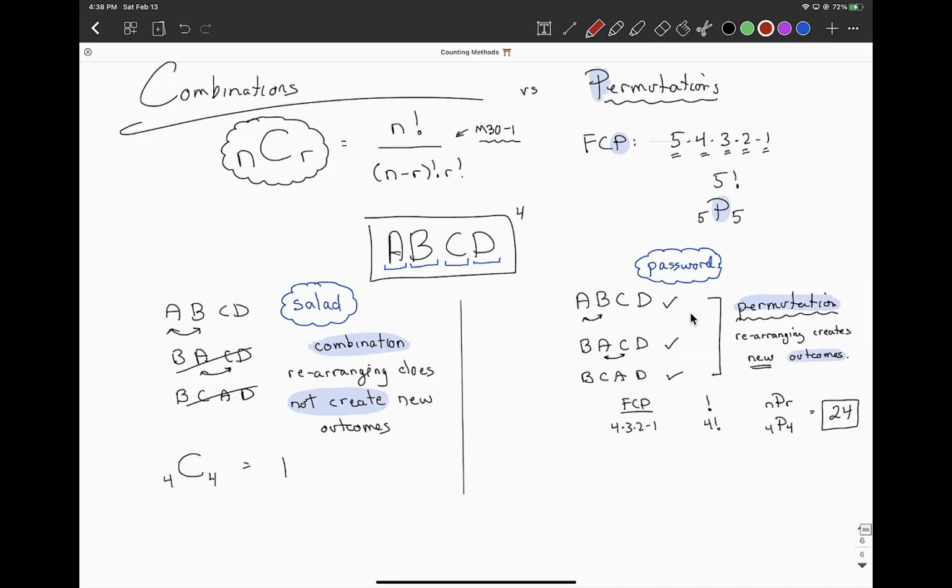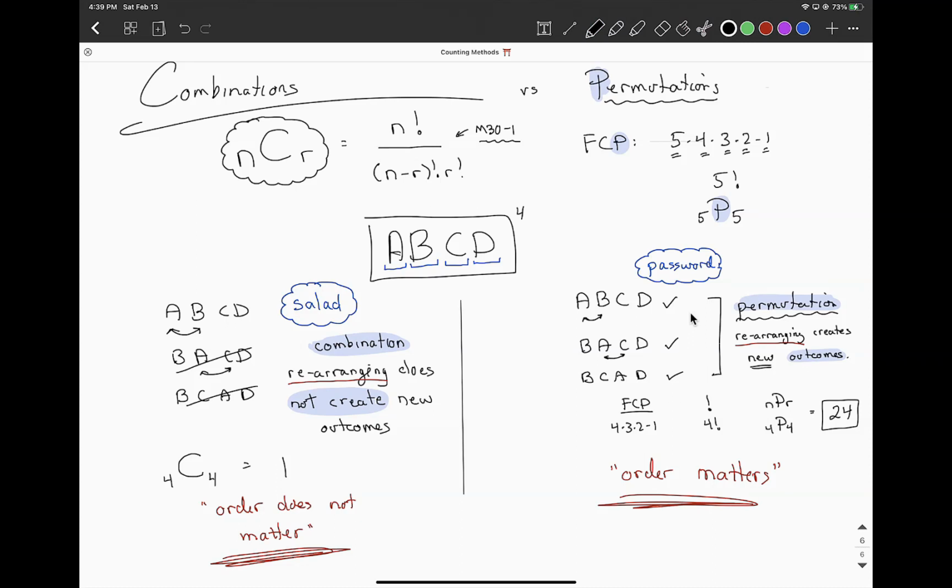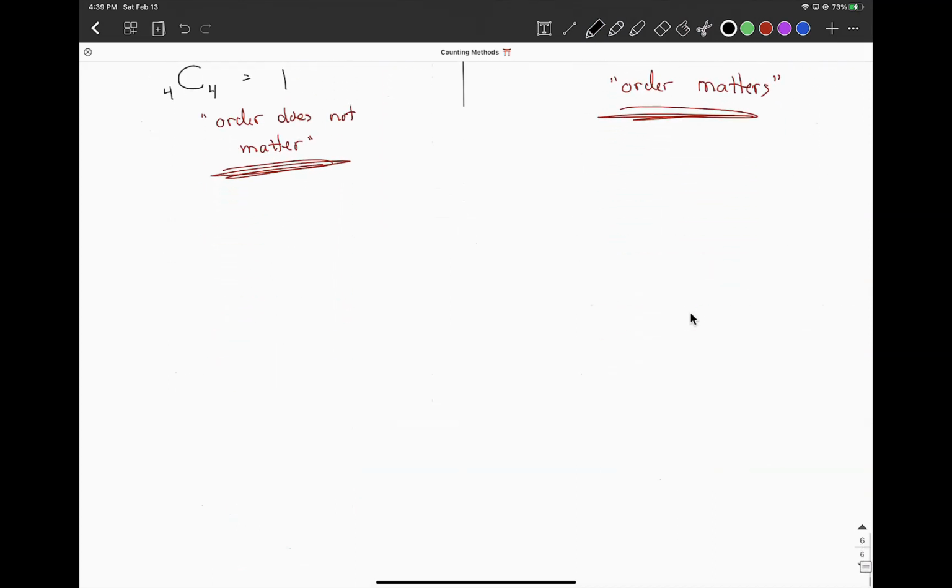There's the common phrase that a lot of teachers teach, that says order matters versus order does not matter. Not my favorite way to visualize or understand the difference. I think the whole rearrangement scenario, whether it works or doesn't, makes it much clearer as to what you're working with. So let me create a classic combination example.